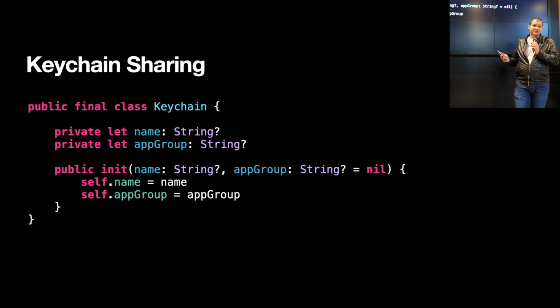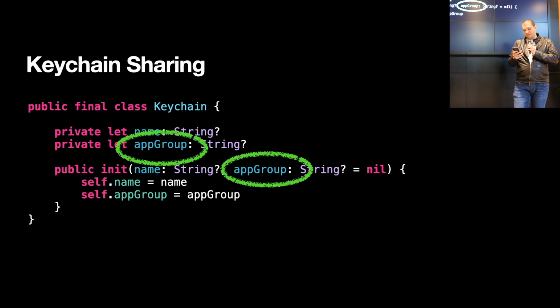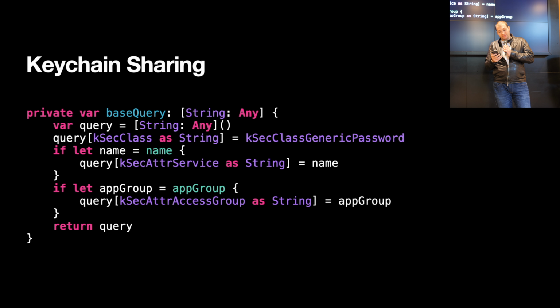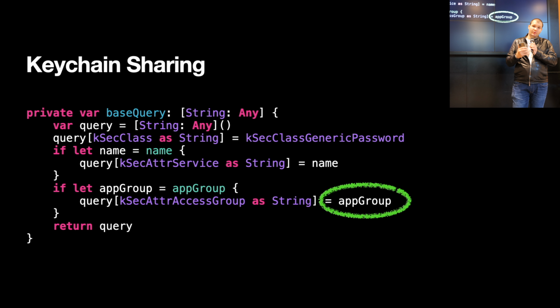From the code perspective, it's also pretty easy. You have to remember the app group that you have assigned to the keychain in the variable, and then you just use it in the same base query that we've seen before. So you just augment the base query with the application group, and now all of your set and get requests will be routed to the specific app group.